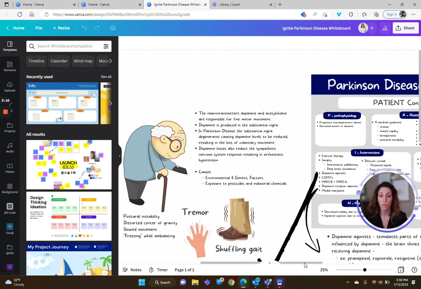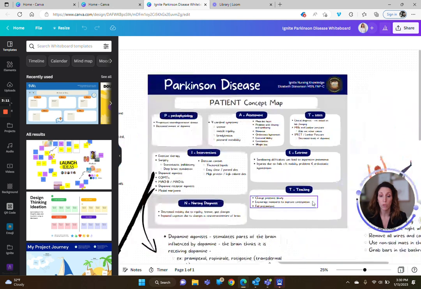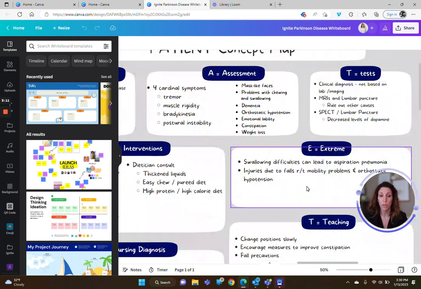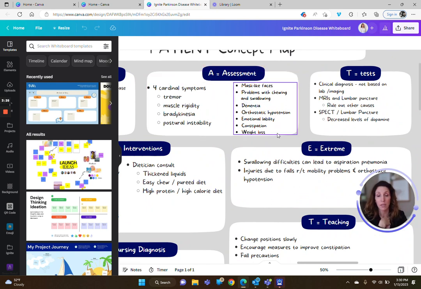So we will go over here real quick to the concept map and take a look at the assessment portion of our patient concept map. The things that you're going to see in your patient that has Parkinson disease, they are going to have 4 cardinal symptoms, and these are going to include a tremor, which is just like a shaking that can occur anywhere. Sometimes it's the jerky head, the jerky hands, sometimes they're just kind of jerky all over.